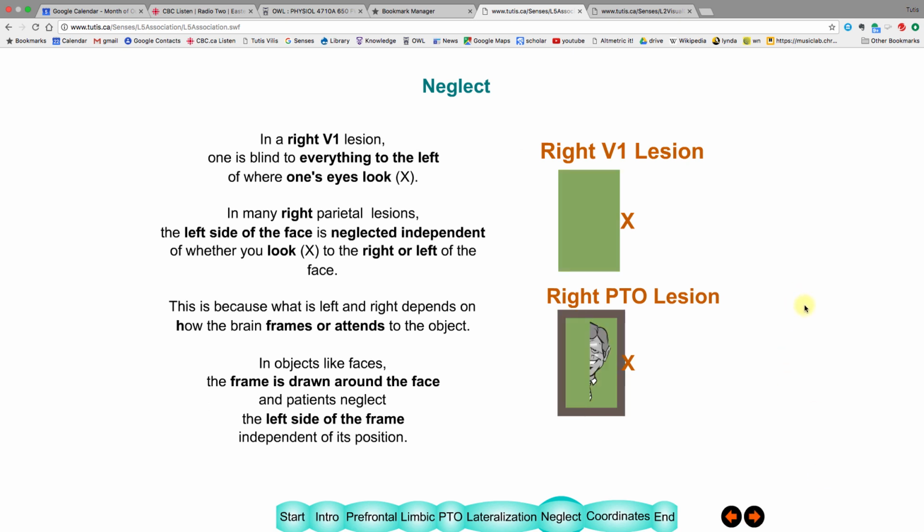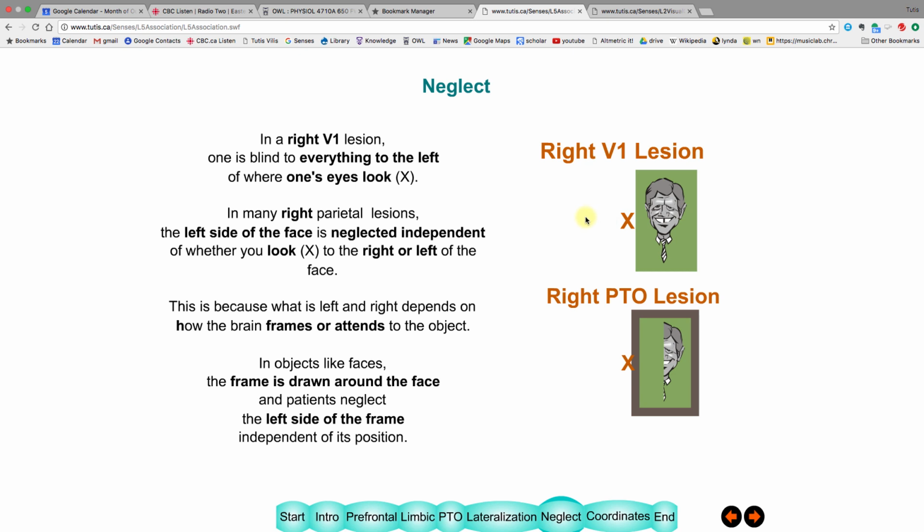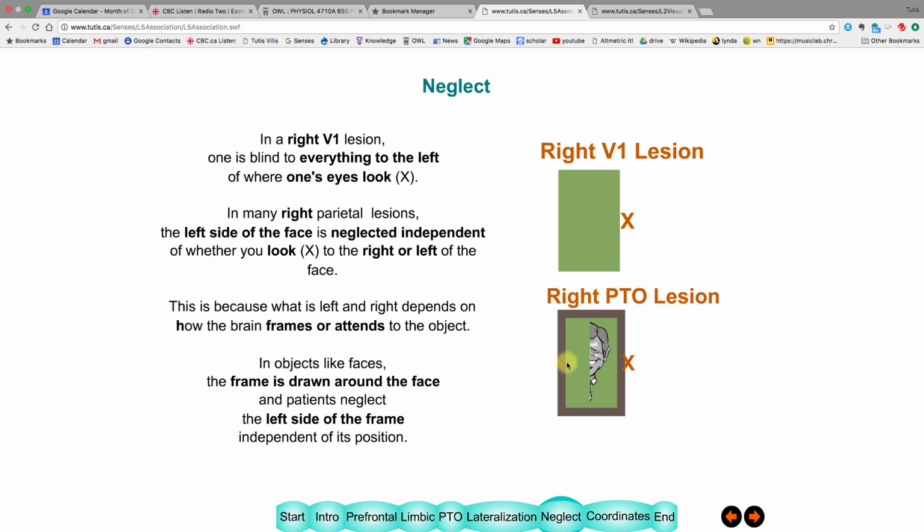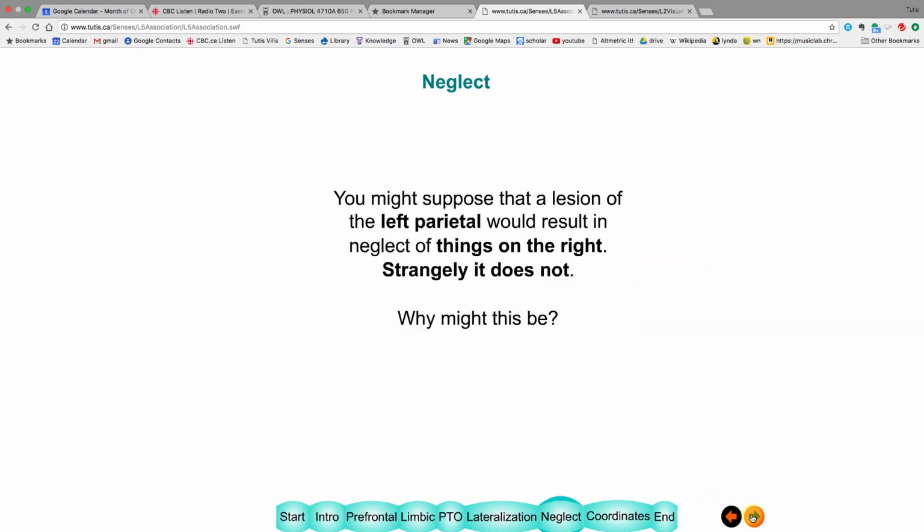So it's different from V1. Here we can see we're looking at the X, and here the face disappears if you have a right V1 lesion when the face is on the left, the opposite visual field. But here the face stays visible, at least the right half of it, independent of where it is on the left or the right, but always the left side of the face is invisible. Now, one would think that the opposite lesion, the lesion of the left parietal, would do the same thing, but it doesn't.